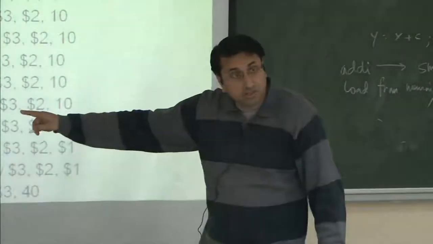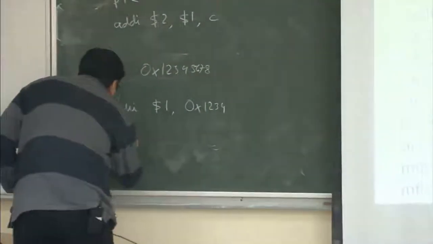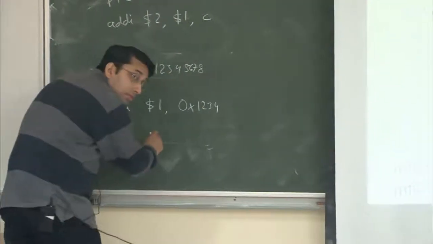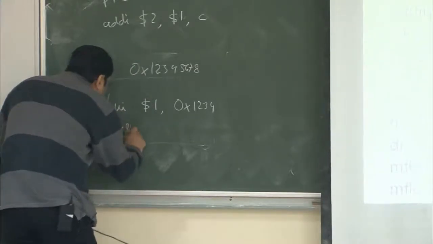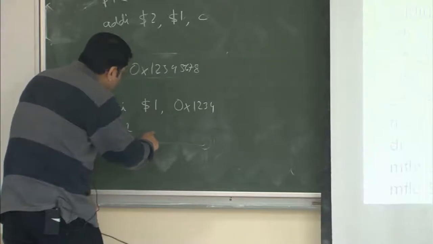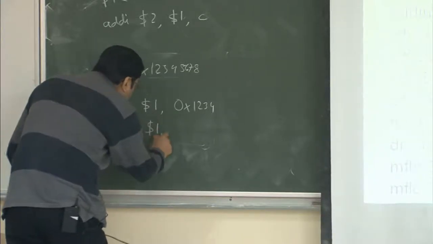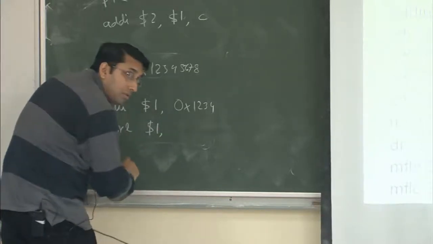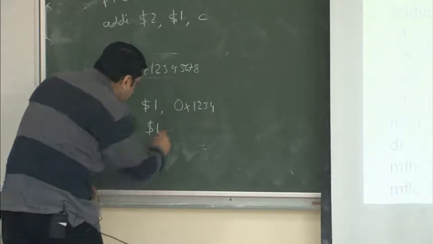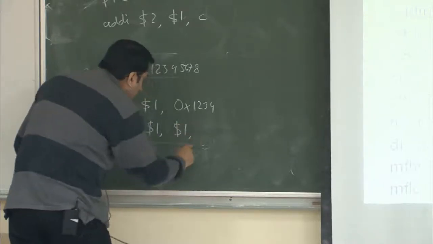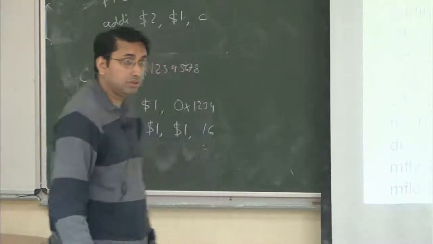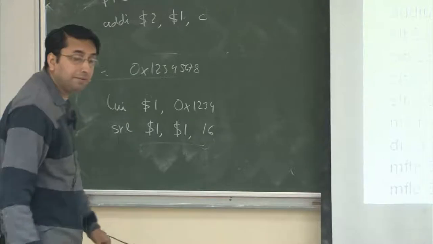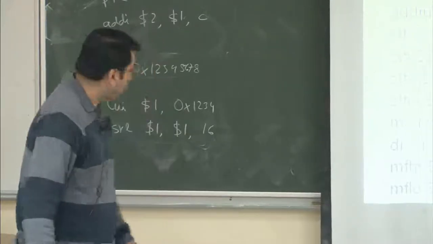So after that, I'll put an SLL. Okay, let's see what you're saying. SRL. Oh, sorry, SRL, and I'll say $1. Here, $1 again, and then $1, $1, and 16. No, sir. So it will be the bits, not bits. So it will be 4, yes. 4.